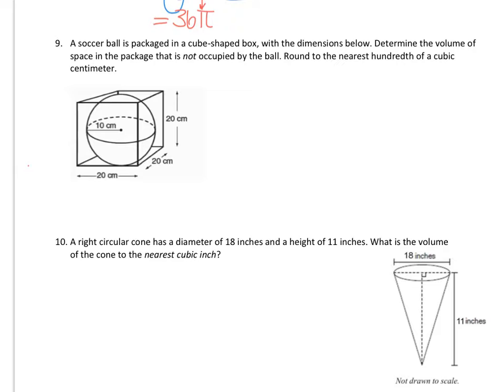So essentially what they're saying is that this ball goes from one side to the other in this box, but there's a little bit of space in here that's not occupied by the ball. And our goal is to find the volume of that space that's not taken up by the ball. So that means we have to find a couple of volumes here. First, we're going to find the volume of the cube. Then, we're going to find the volume of the sphere, the ball. And then after that, because the ball is set inside of this cube, we're going to subtract volume of the cube minus volume of the sphere. And of course, round to the nearest hundredth.